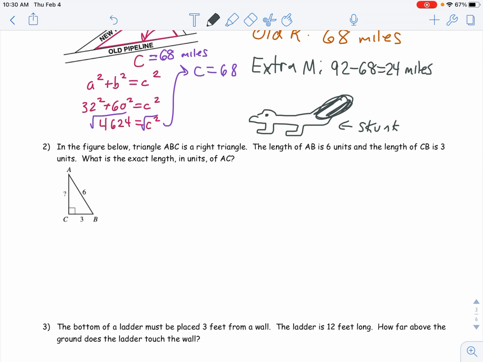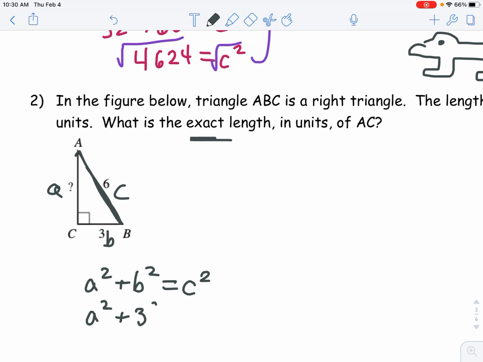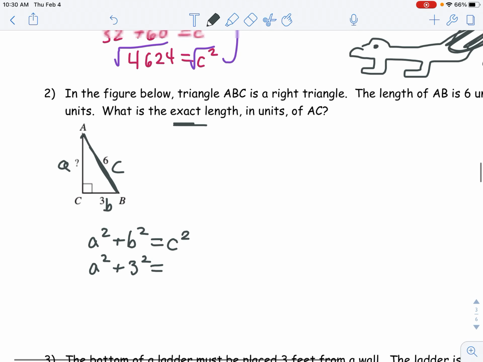Must protect the skunks. In the figure below, triangle ABC is a right triangle. The length of AB is 6 and the leg of CB is 3. What is the exact length in units of AC? So exact. So we'll just call this A, B, and C. Again, it doesn't really matter what you call things. We know we have the hypotenuse, so it's always good to identify the hypotenuse. In this case, we're not finding the hypotenuse. People kind of pigeonhole it and always think we're finding the hypotenuse. That's not true.